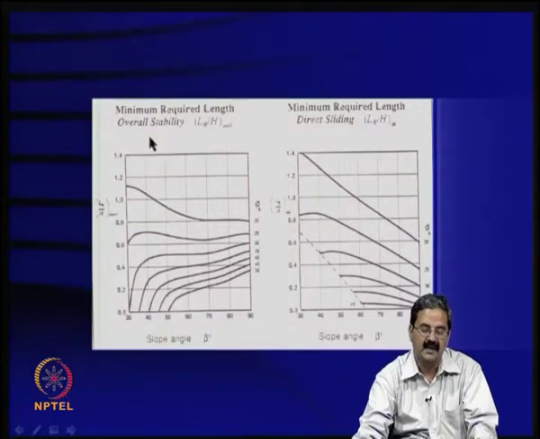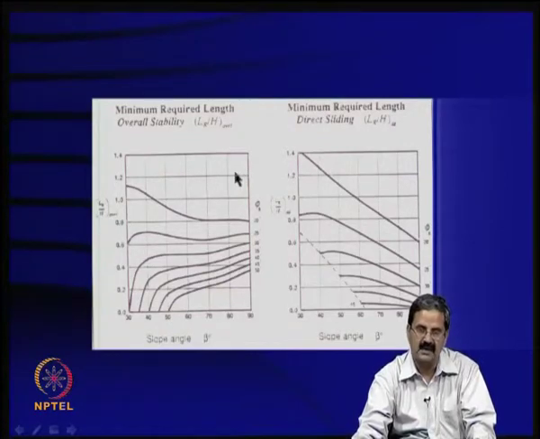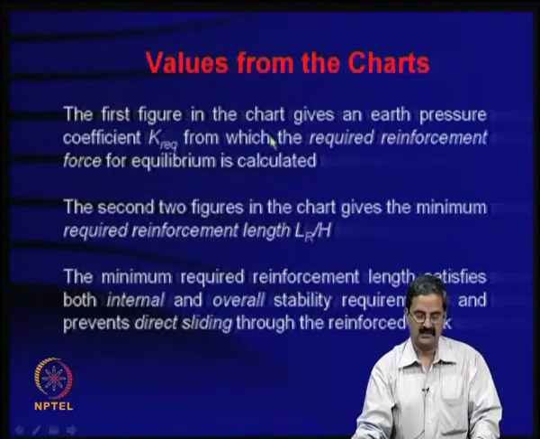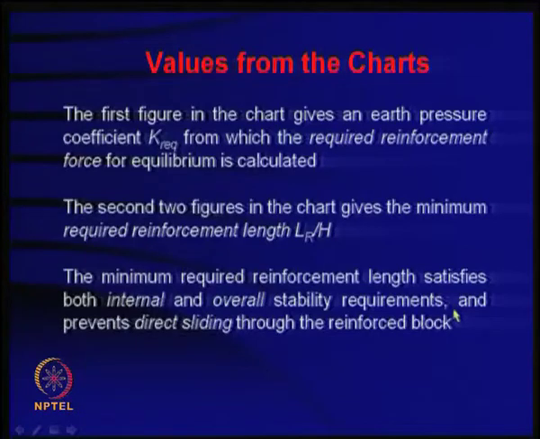So, you can see that based on the combination of these three diagrams, one can calculate the length of the reinforcement and also the required force, that we will see with an example that will be much clearer. The first figure in the chart that I just presented gives the earth pressure coefficient K required, which is the required reinforcement force for equilibrium to be calculated. The second two figures in the chart give a minimum required length Lr by h. The minimum required reinforcement satisfies both internal and external stability requirements and prevents direct sliding through the reinforcement block.